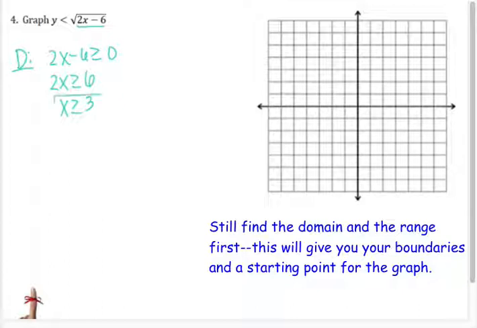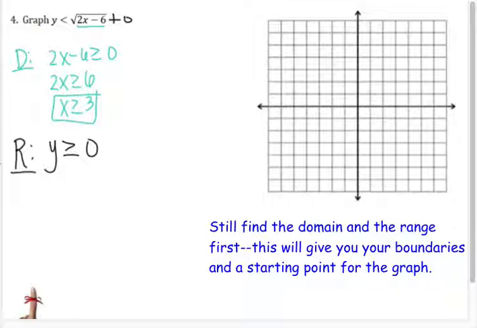That's my domain. Now I would go ahead and find my range. Remember, that's whatever is after the radicand. Well, it's really plus 0, so my range is y is greater than or equal to 0. And now what I would do is find my x and y intercepts.